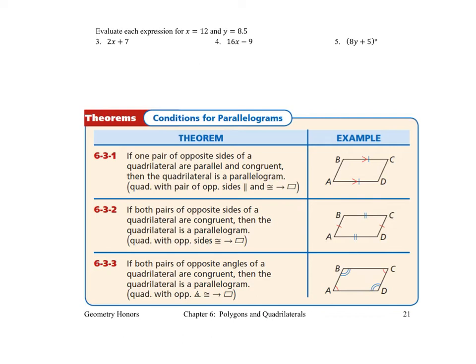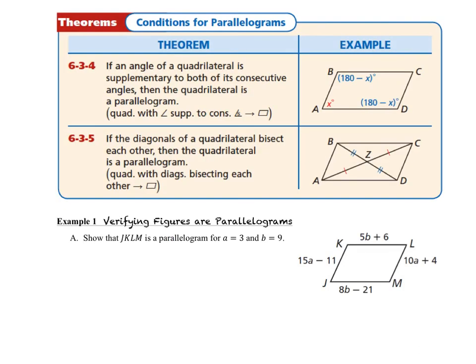So sometimes you can tell if something is a parallelogram without having all of the information. So here are some shortcuts. If you have a quadrilateral with one pair of opposite sides parallel and congruent, then it's a parallelogram. So it would look like this scenario. If you have a quadrilateral with opposite sides congruent, then it's a parallelogram. So we saw that one last time. If we have a quadrilateral with opposite angles congruent, then it's a parallelogram.